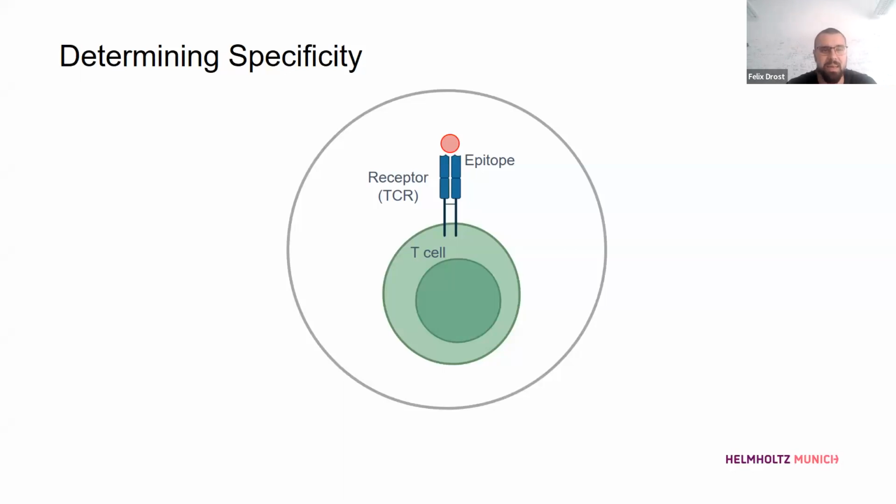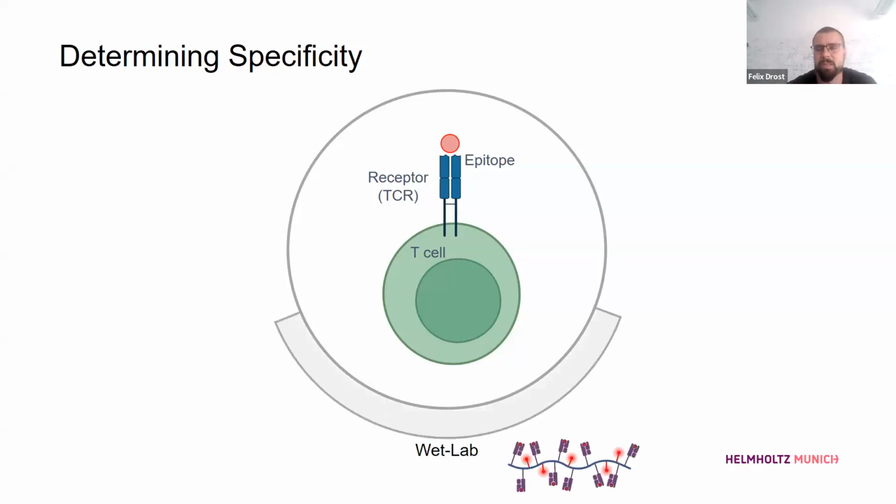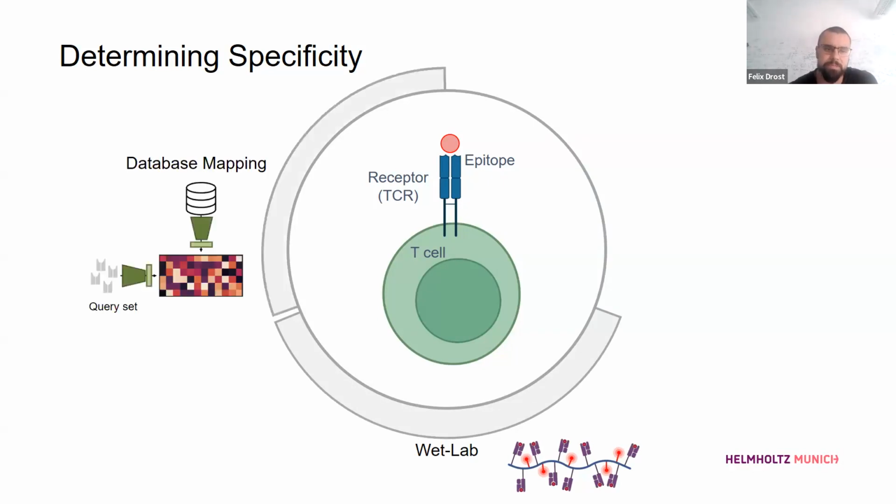How we typically would assess specificity, of course, the gold standard, even though it's noisy, is still the wet lab approach, where we test a T-cell receptor or a whole repertoire against the epitopes in combination with the MHC. However, this is very, very expensive, cost-wise and time-wise. So it would be quite cool to have computational models, as have been discussed in the previous talk, to take over this part.